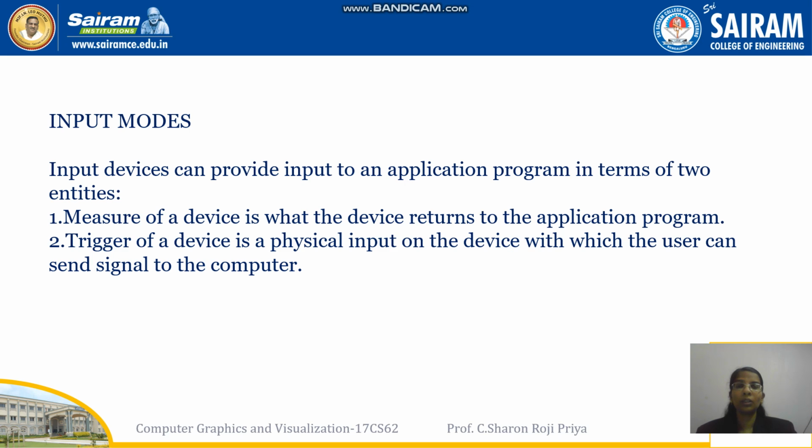I'll give an example. As we discussed, if I take a keyboard and press any key, the corresponding ASCII value of the key will be returned to the user program. So what is returned to the user program? The ASCII value of the key pressed. That is the measure. And what is the trigger? I am pressing the key. I am giving some physical input to my device. That is my trigger. So two things you have to remember: what is returned to the user program is the measure, and the physical input on the device is my trigger.